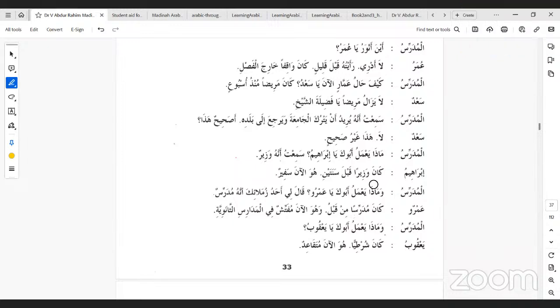سمعت أنه يريد أن يترك الجامعة ويرجع إلى بلده. I heard that indeed he wants to quit the college, university, and return to his country. Asahihun hada, is it right? Is it correct? Okay, la. Haza ghayru sahihin. No, this is not right.